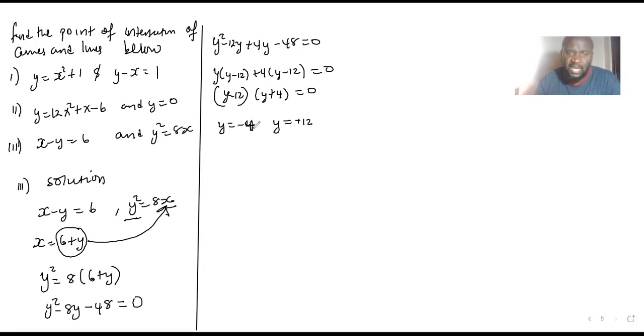So it means the curve is being cut at 2 points by the line. So get the corresponding x values. The corresponding x values are x is equal to 6 minus 4, which is 2. Also x is equal to 6 plus 12, which is 18. Therefore, we shall have 2, negative 4 is a point of intersection of a line and a curve. Another one is 18, positive 12.